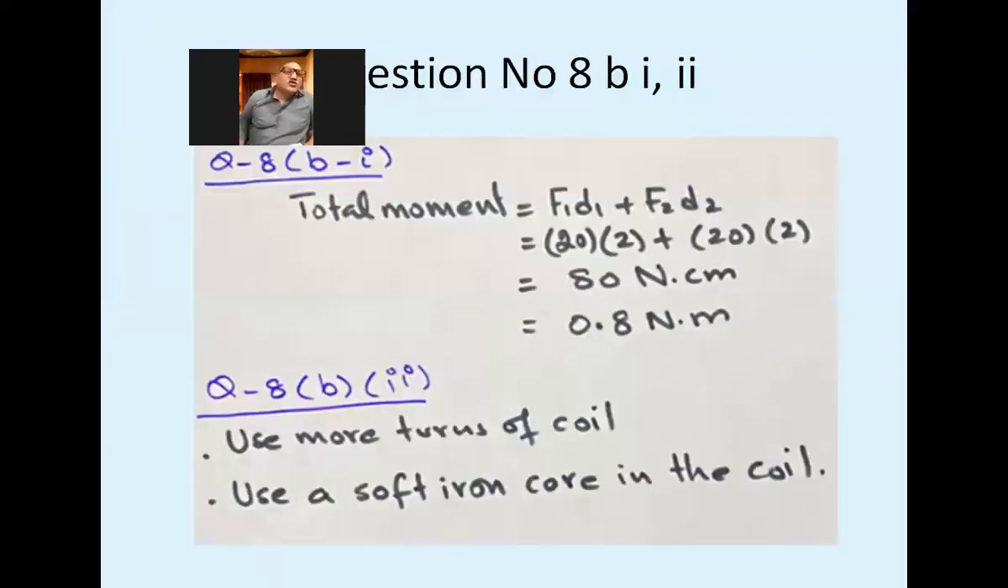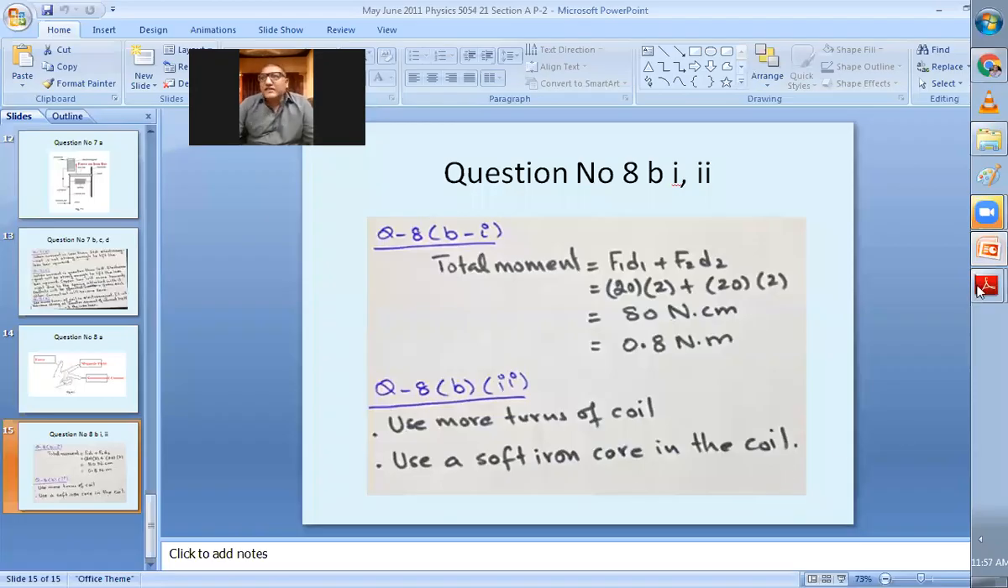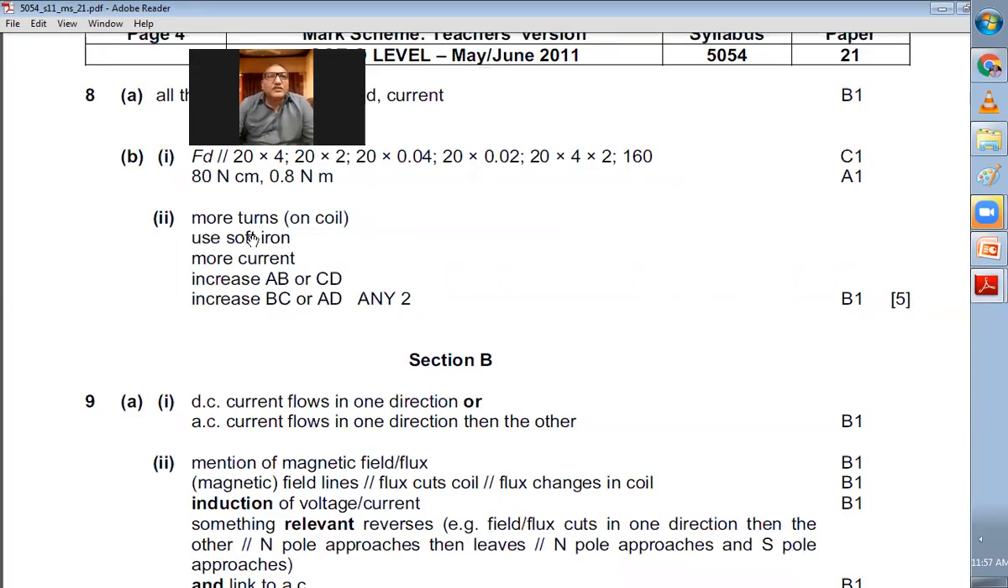Here we go. Use more turns of the coil, or you can say use a soft iron core in the coil. So that will make the turning effect stronger. Let's have a look at the marking scheme once last time for this answer, so we have no confusion. More turns on the coil. Use soft iron. More current. Increase AB or CD. So that is question number 8 and this part.